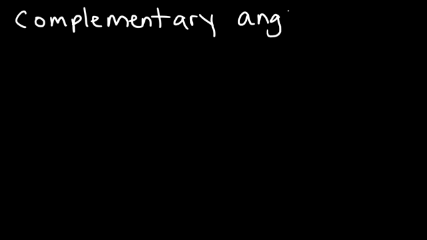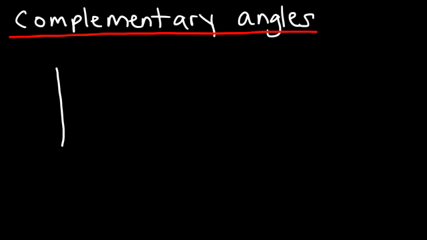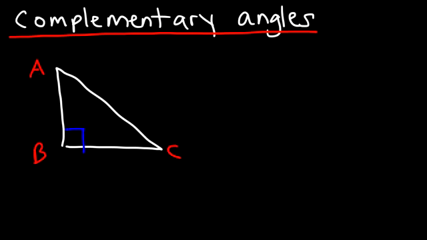The next term that you need to know in geometry is complementary angles. So what are complementary angles? Complementary angles are angles that add up to 90 degrees. So let's say if we have a right triangle, and let's call this triangle ABC. So the symbol for that is as follows. So this is triangle ABC. And let's say that angle A is 40 degrees and angle C has a measure of 50 degrees.